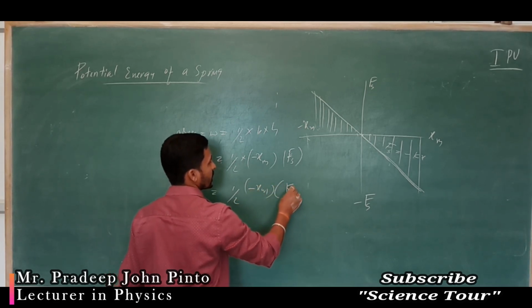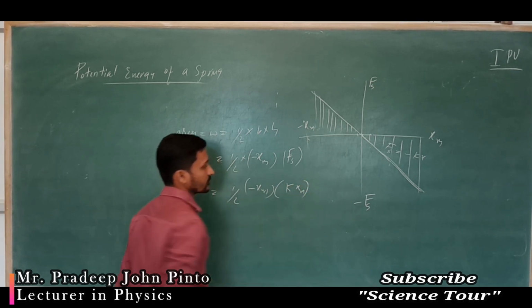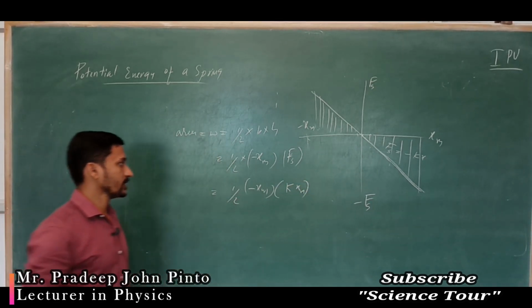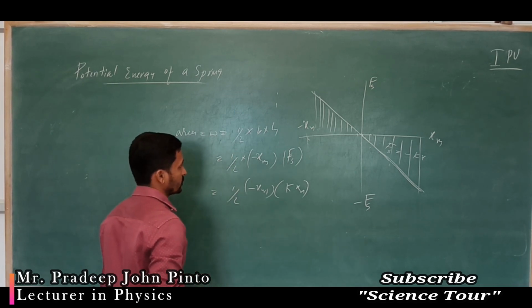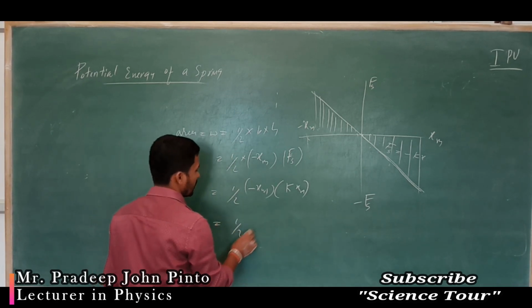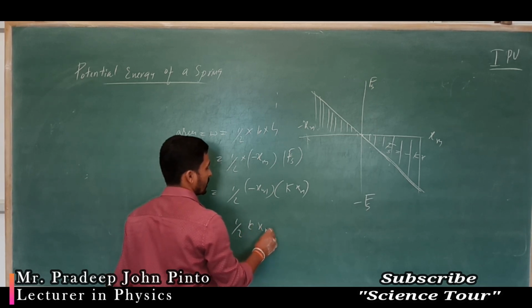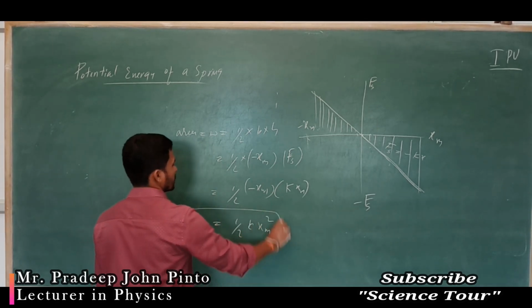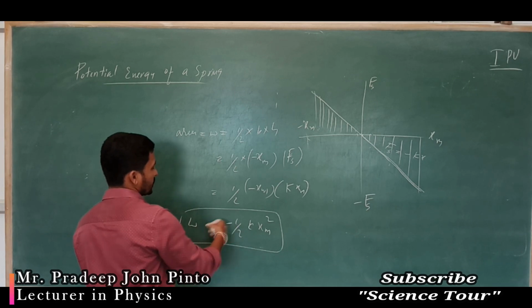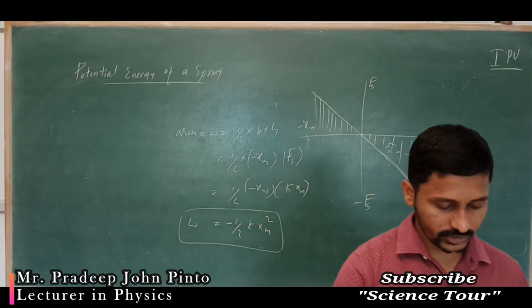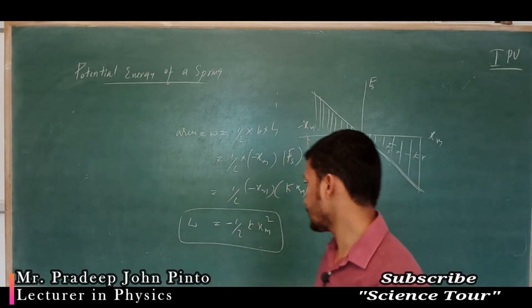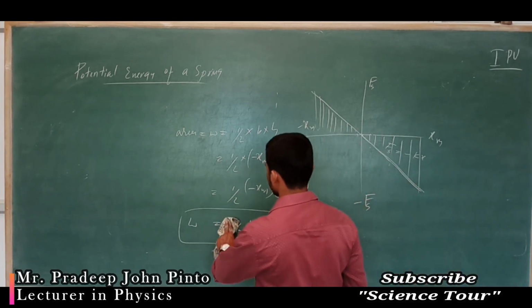and F-axis means what? k into x, that we have written. So you can write that it is half kxm square. That is the work done by the external force, or by the spring force. Spring force is negative.